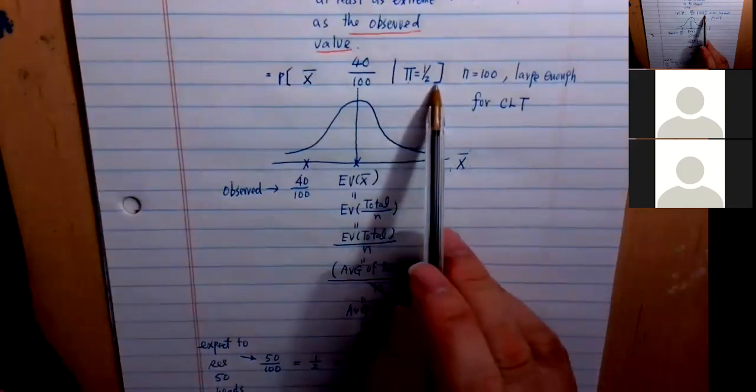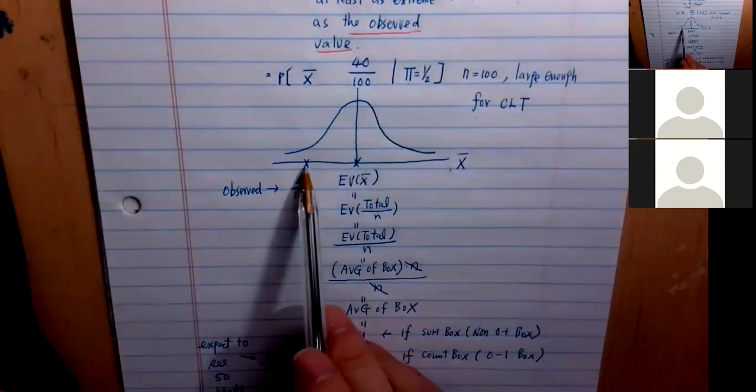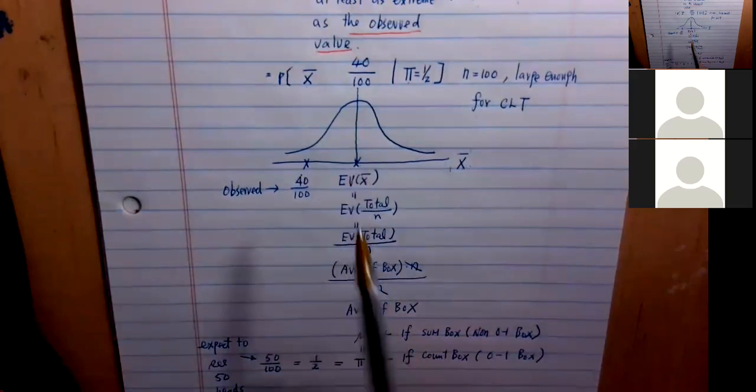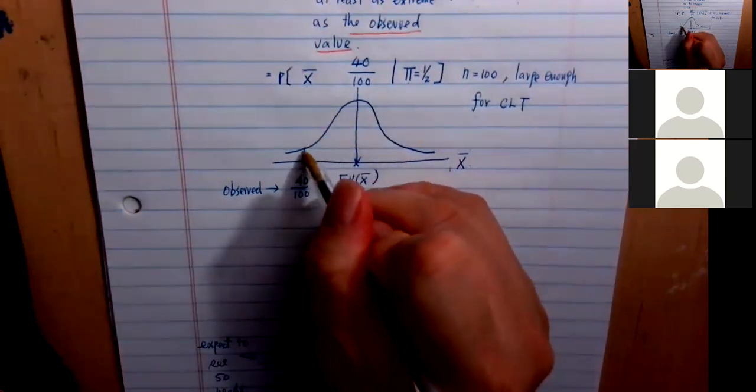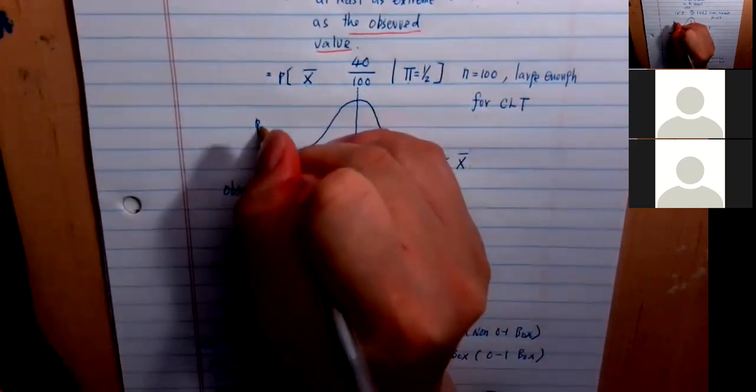If H0 is true, what I observe should be close to what I expect. If it doesn't, the further it deviates from the expectation is called extreme. So this shaded area is what we call the p-value.